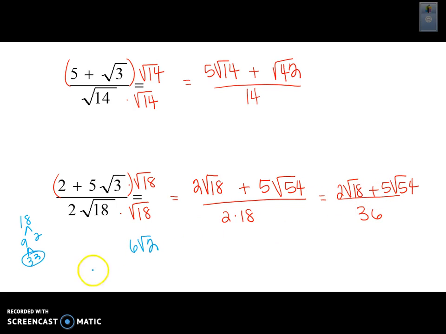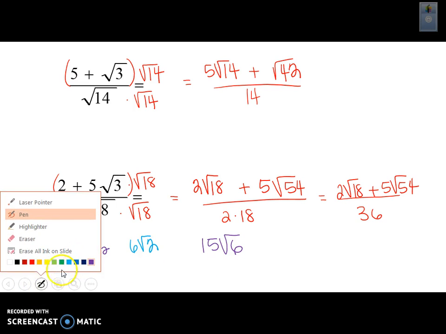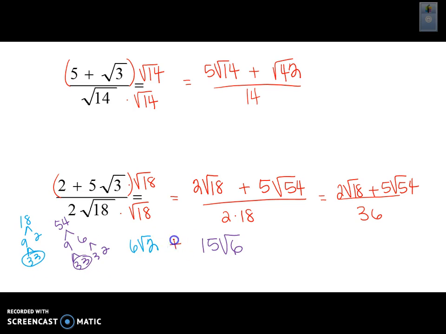Then we've got 54. So if we want to break down our 54, breaks down into 9 and 6, 3 and 3, 3 and 2. So 3 comes to the outside. There was already a 5 on the outside, so 3 times 5 is going to be 15. And underneath the radical, we have a square root of 6. So we're going to add those two things together. That is all still over 36.